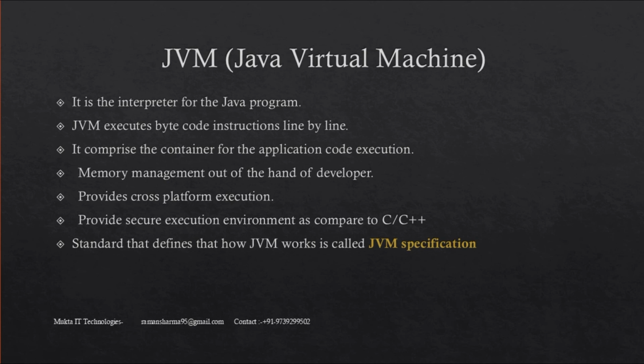Let's go through the bullet points. Memory management is out of the hands of the developer, meaning it is handled by the JVM itself. It provides cross-platform execution. It provides more secure execution as compared to C or C++. The standard that defines how the JVM works is called the JVM specification. The JVM specification describes how the instructions get executed by the JVM, how the JVM executes the program.